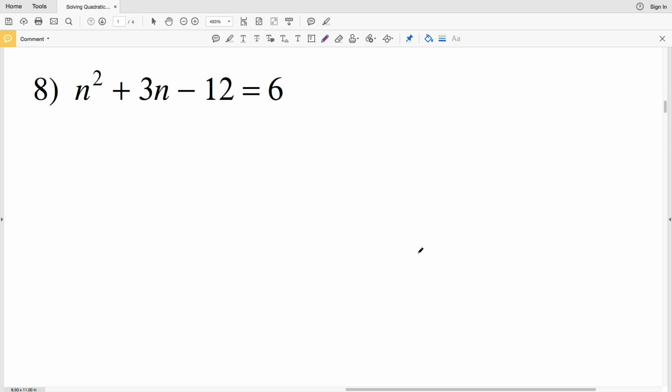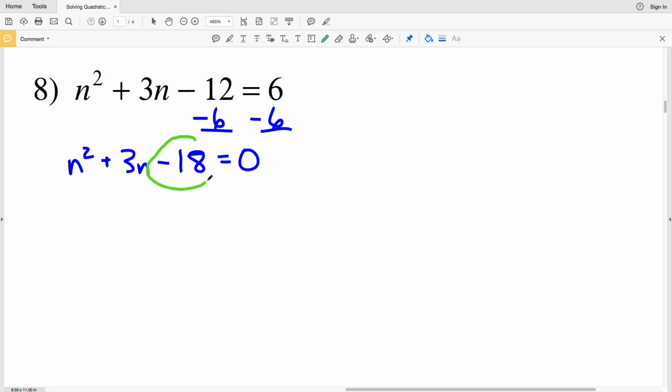And lastly, in this video, I'll go over number 8. To start, we're going to have to subtract 6 from both sides. So that'll give us that n squared plus 3n minus 18 equals 0. So now I have to find what two numbers multiply to give me a negative 18 and add to give me a positive 3. So that means that one of the factors of 18 is going to be negative. So that's 1 and 18. Regardless of which is negative, they will never add to positive 3. So let's look at 2 and 9. Regardless of which of those numbers is negative, they will not add to positive 3.